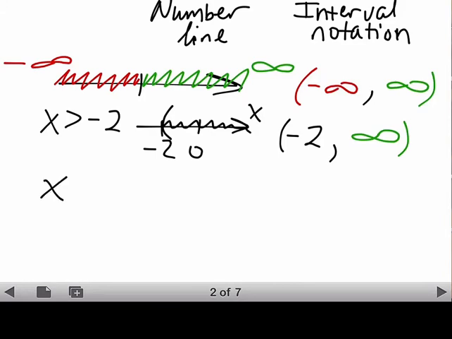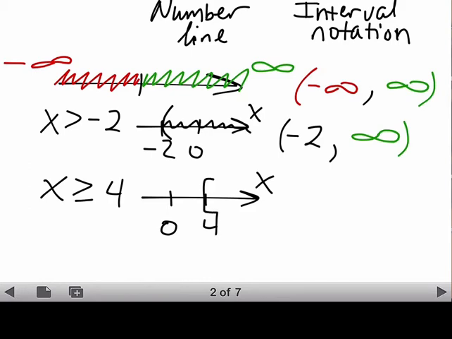For something like x is greater than or equal to 4, again we have our number line, 0 for orientation, and a 4 to the right. X is greater than or equal to 4, so we'll use a square bracket opening to the right and shade to the right. And for the interval notation, we use a square bracket 4, comma, infinity, again using a parenthesis for infinity.